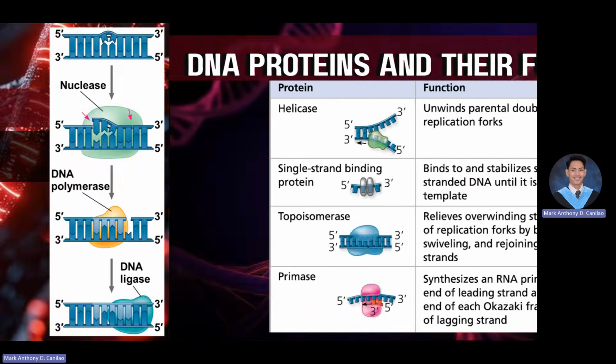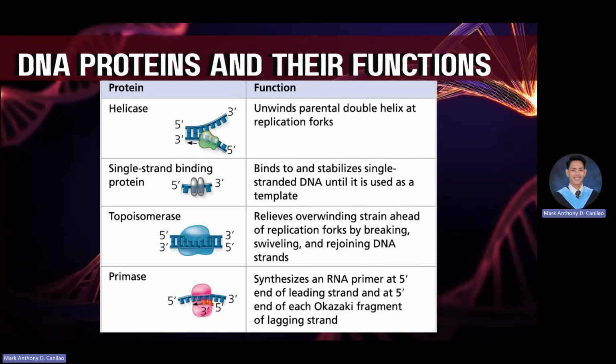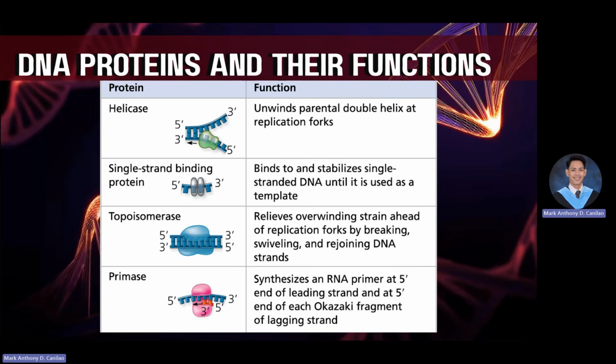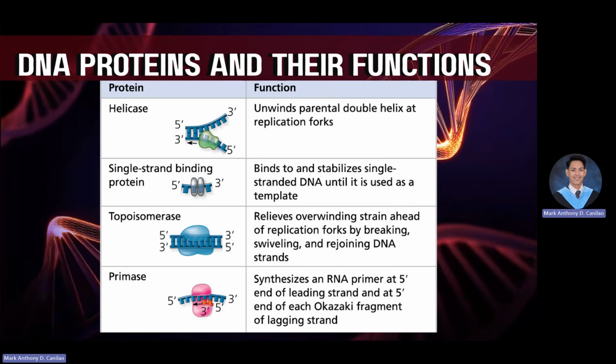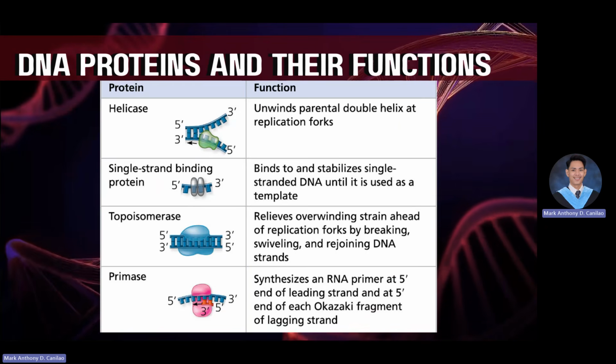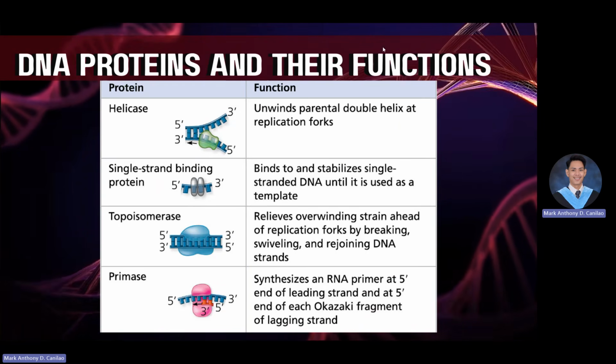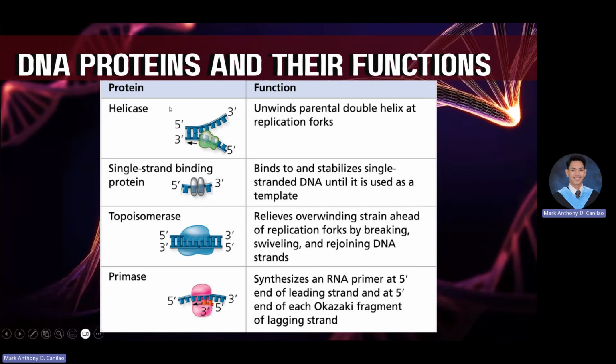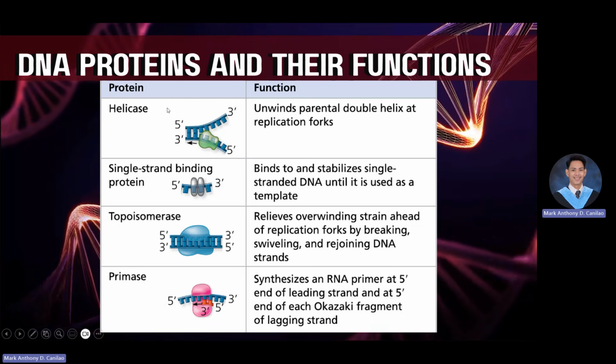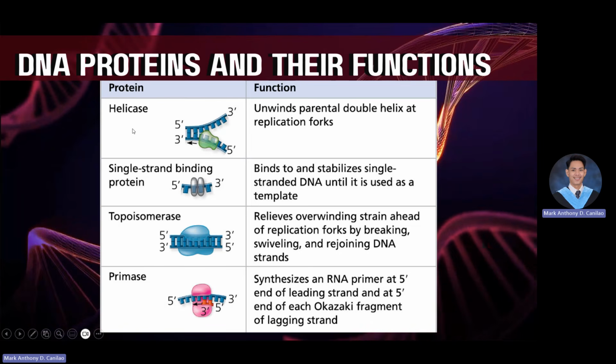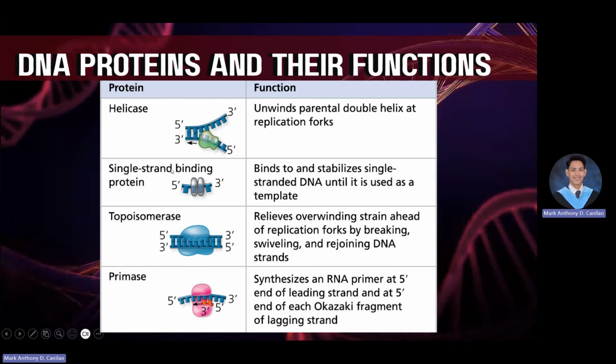Again, if we're going to go back, we have three steps involved, namely the initiation, the elongation, and the termination. For the initiation phase, we have the following proteins. Helicase is used to unwind the parental double helix at the replication fork. We also use single-strand binding proteins that stabilize the DNA, and topoisomerase that relieves the winding or supercoiling of the DNA strand. Those are the proteins and enzymes involved in the initiation.